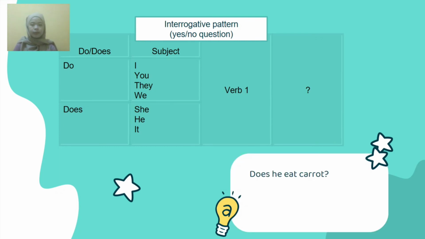For example, does he eat carrot? Do you play the guitar? And do they clean the classroom?